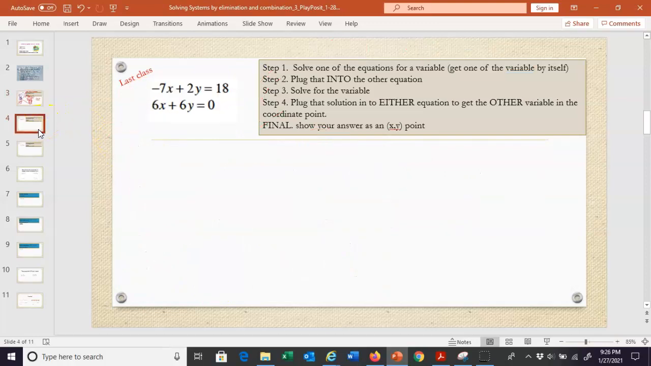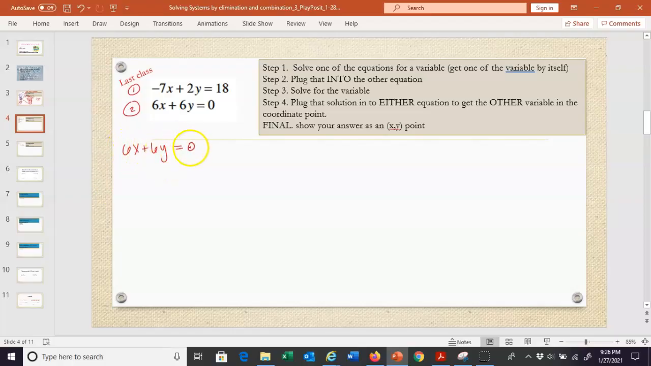Don't forget, at any time you guys can pause the recording and try them on your own. Step number 1, solve one of the equations for a variable. So now again, it's up to you. You can pick any one you want. I'm kind of leaning towards equation number 2 for some reason because there's a 0. Okay, let's pick that.